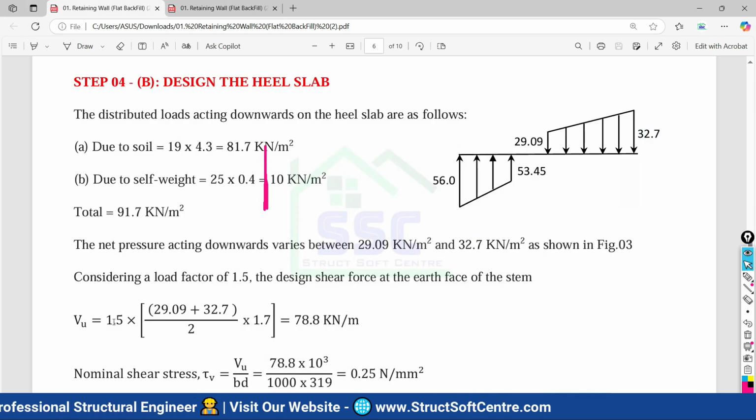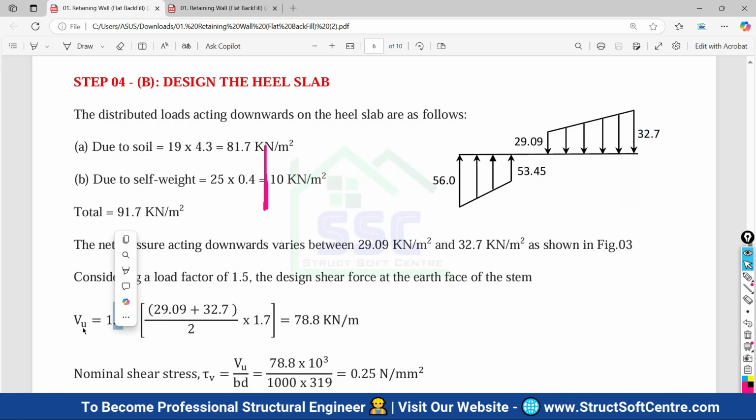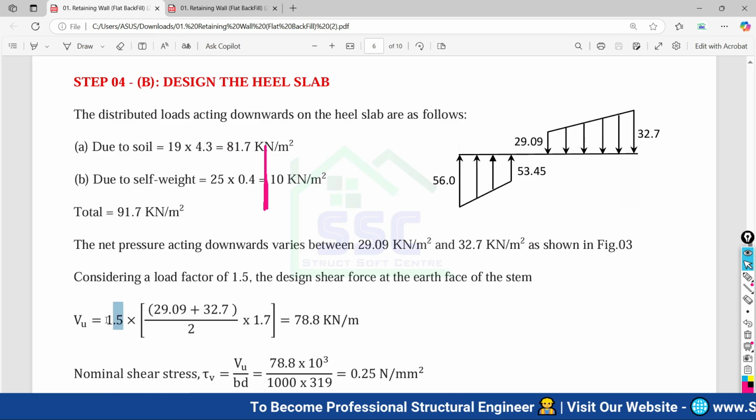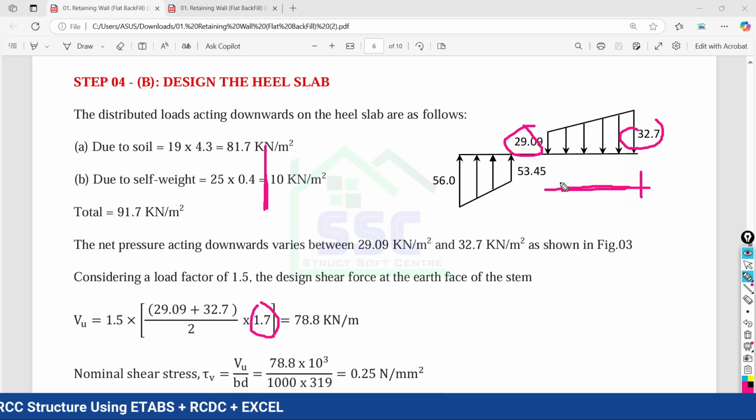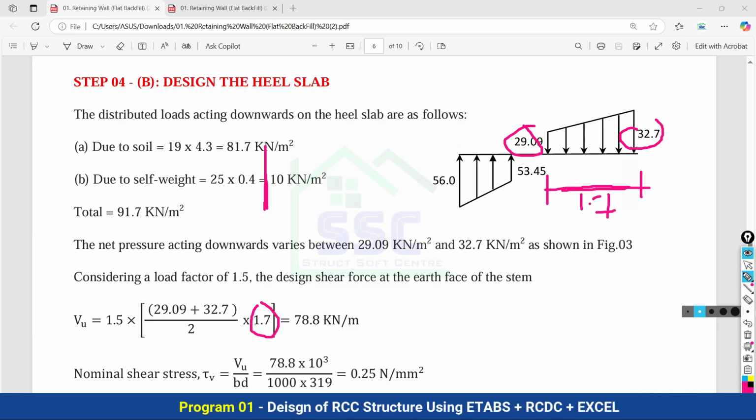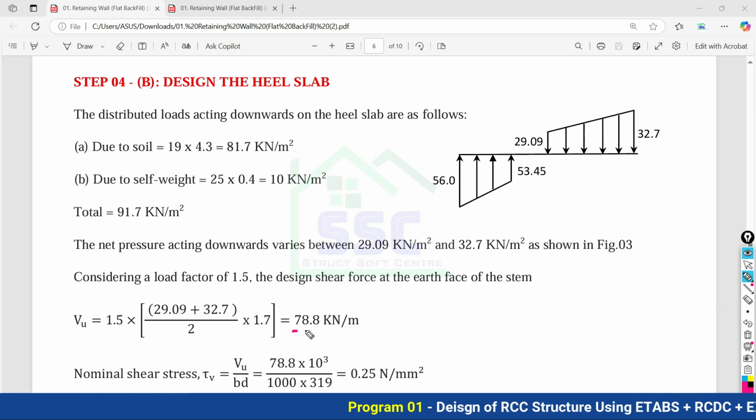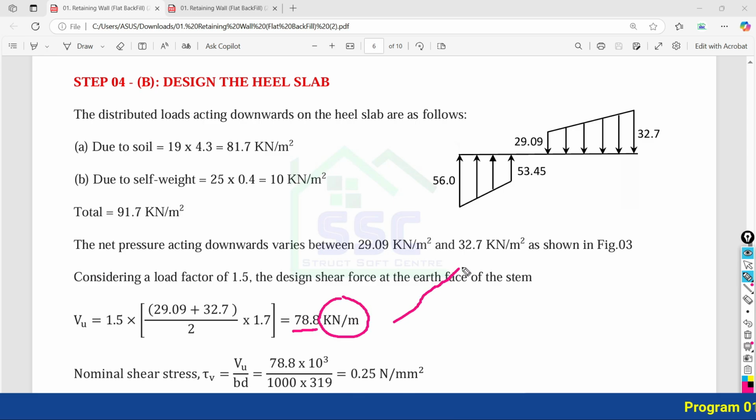That is, 1.5 is the factor value. We want to calculate the ultimate value, that's why the factor is 1.5, multiplied with the average of these two pressures, that is 29.09 plus 32.7 divided by 2. It is to be multiplied over the span of your heel slab. The span of this heel slab is 1.7 meter. After doing this calculation, we are getting the value as 78.8 kilonewton over a running meter of your retaining wall. This calculation has been done.